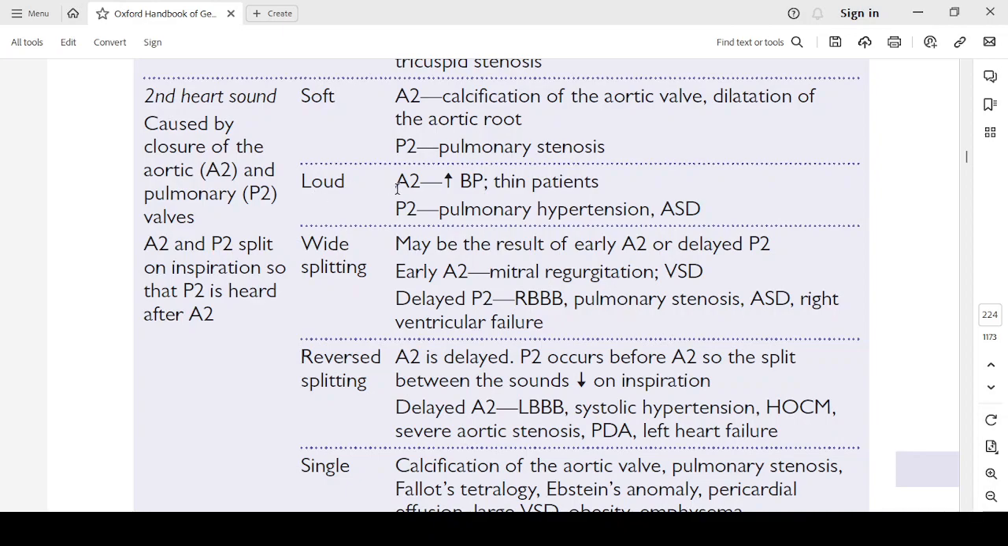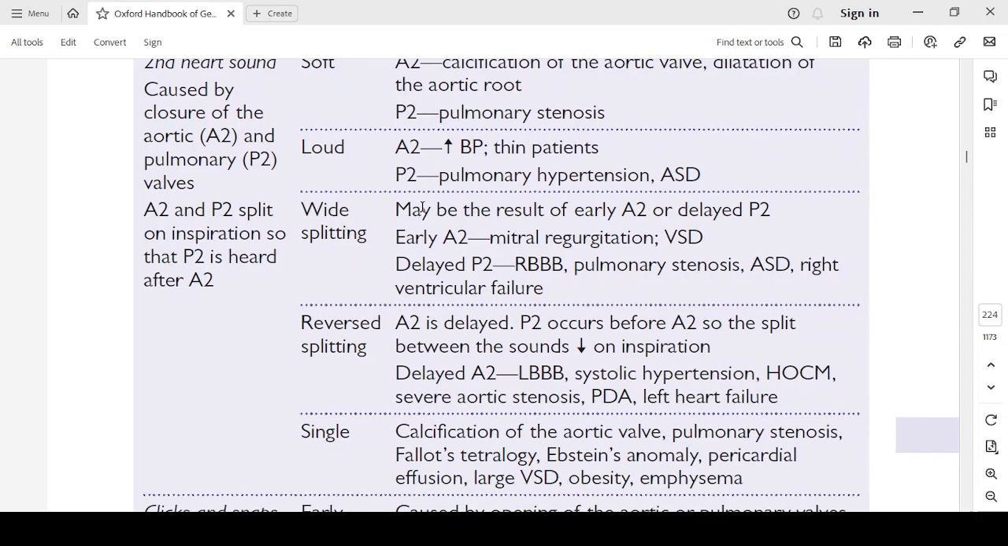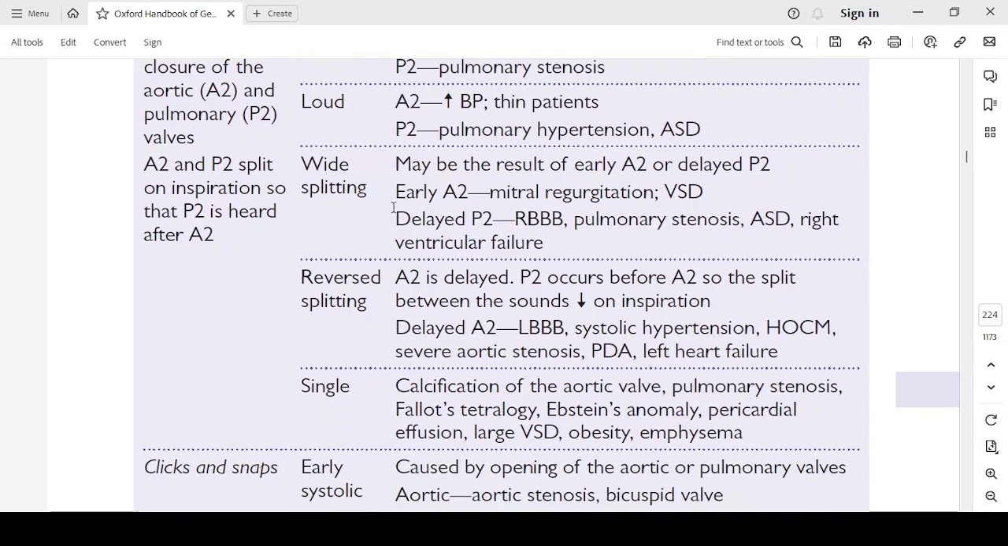Loud: A2 is loud in increased BP and thin patients. P2 is loud in pulmonary hypertension, when there's increased pressure through the pulmonary valves and they open very widely while pushing the blood and then they close with a snap. So that's loud. And in ASD, wide splitting may be the result of an early A2 or a delayed P2. Early A2: mitral regurgitation and VSD.